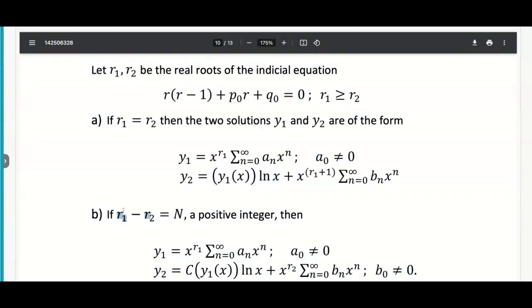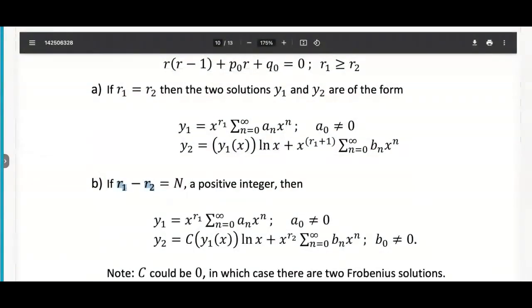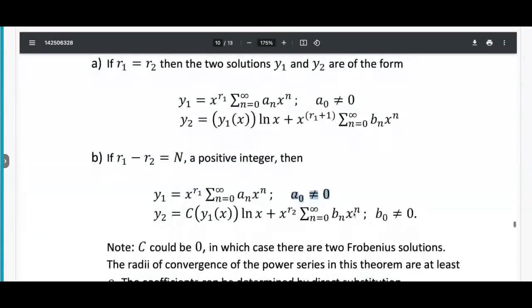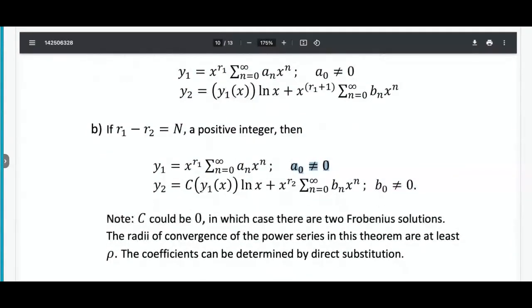So if the two r's differ by a positive integer, yes. In this case, r1 is bigger: r1 equals r2 plus a positive integer n. So y1 is the same thing as before; we wanted the first term not to be 0. And y2 has something similar.